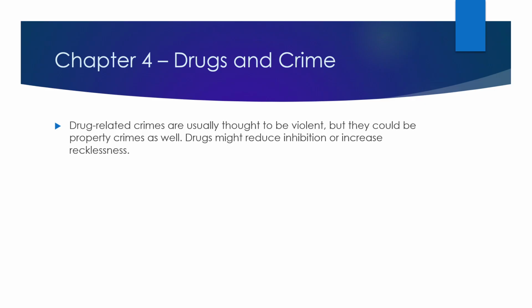Drugs might reduce inhibition or increase recklessness. So think of how drugs can impair your judgment, and you might commit crimes because your judgment is impaired by that drug. Again, alcohol is a good example of this sort of thing.